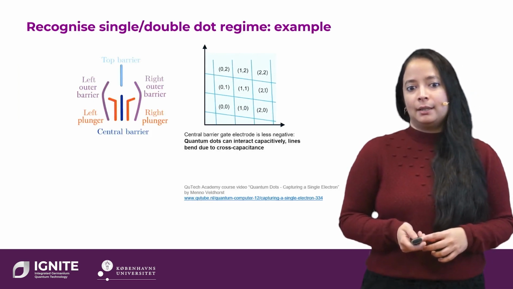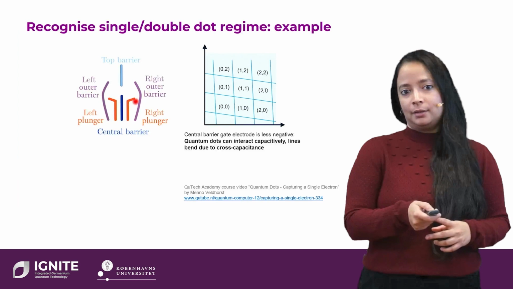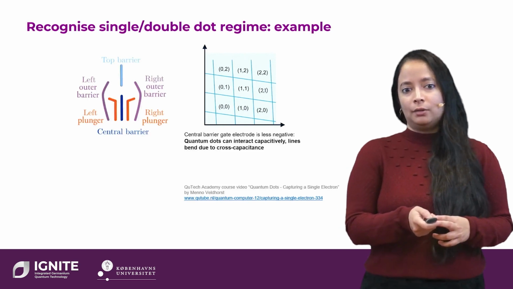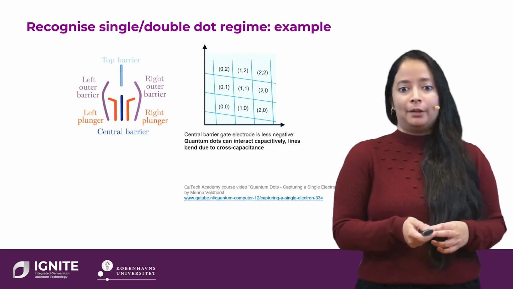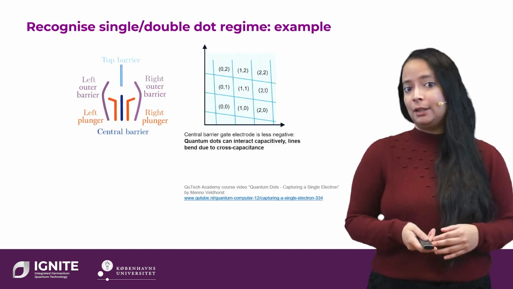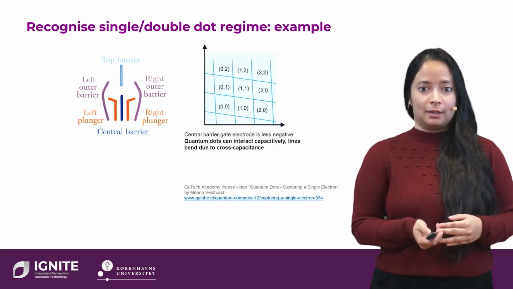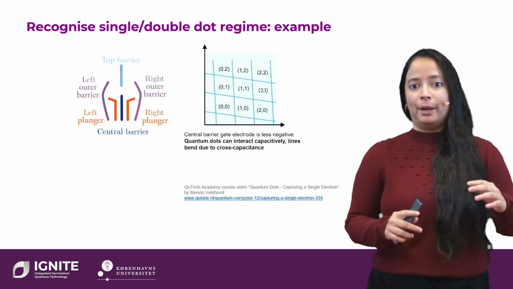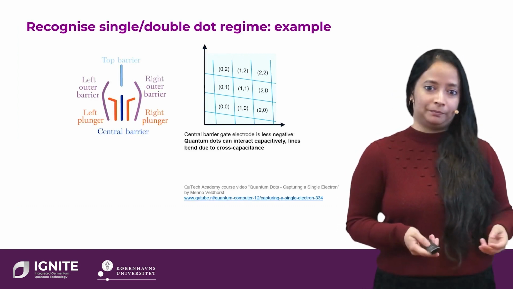Another thing that happens is that quantum dots can interact capacitively, where these gates have a capacitance to each other's quantum dot and also the dots have a cross capacitance. And so if you start letting capacitance interaction happen, when your central barrier gate electrode is less negative, then you see that those lines that were straight lines before, completely non-interacting, are now slightly bent. And this you can also recognize. So by looking at your pattern, seeing whether it's completely flat or has a bend, you can already recognize, or the computer can already recognize, that you are in a particular regime.